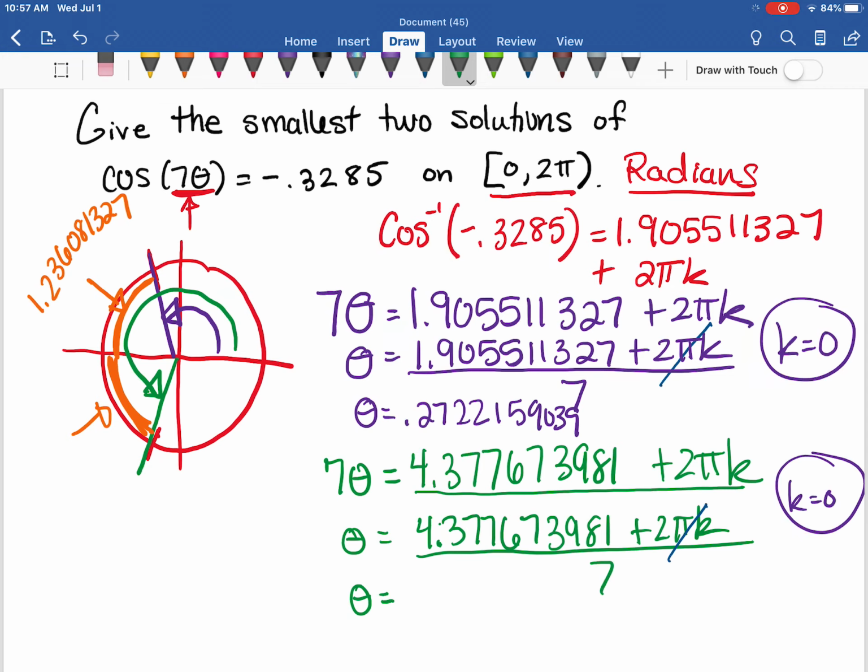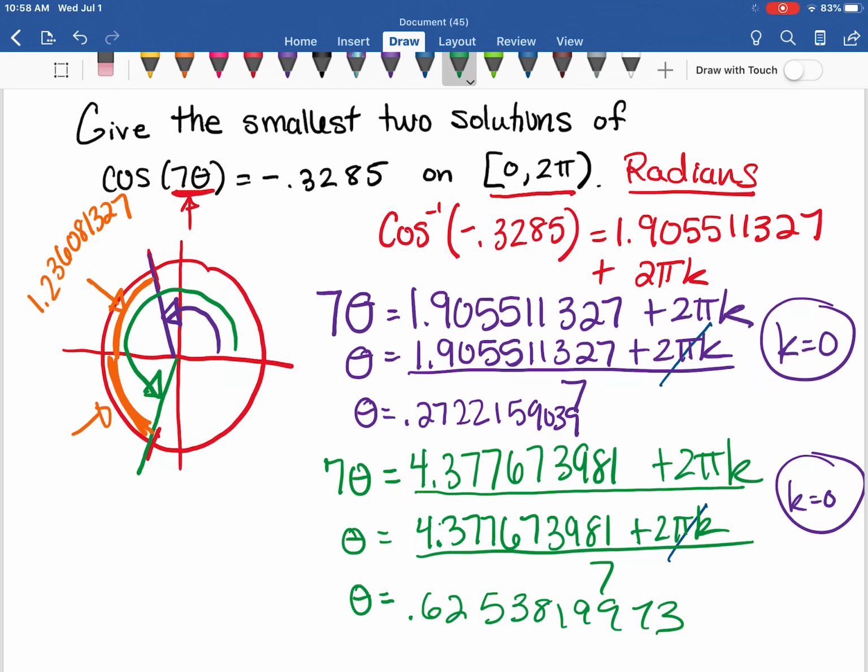Now for my green angle, the same thing. For my second angle, if I let k be 0, I don't need to consider all the multiples. I just want to do this on the first rotation. So I'm going to take 4.377673981, and I'm going to divide by 7. So this angle will be 0.625381973, and these are both in radians.